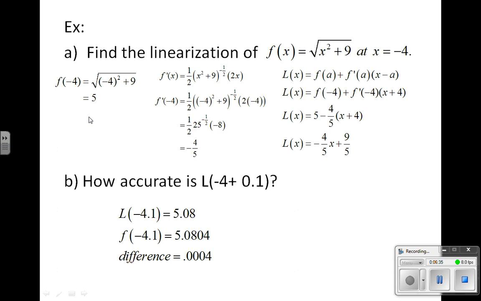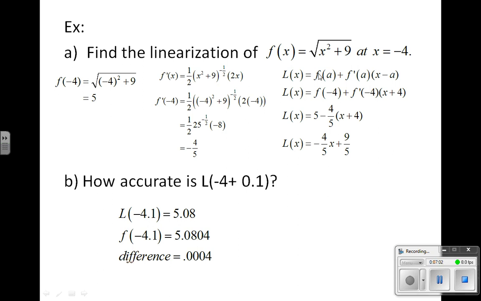Great. Now I need the slope at the point when x is -4. So I took the derivative and I plugged in -4. You can follow my calculation, and it came out -4/5. Really, I'm done. This is no different than finding the equation of a line tangent to the curve at the point. It's exactly the same thing. So I would have y minus 5 equals my slope, -4/5, times x minus -4. That's it. That's all there is to it.